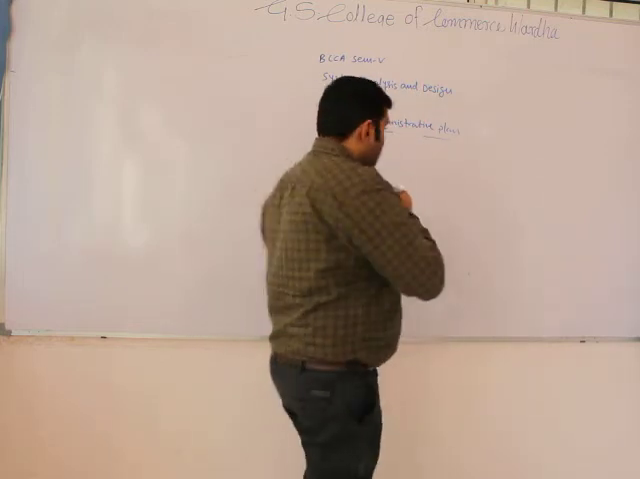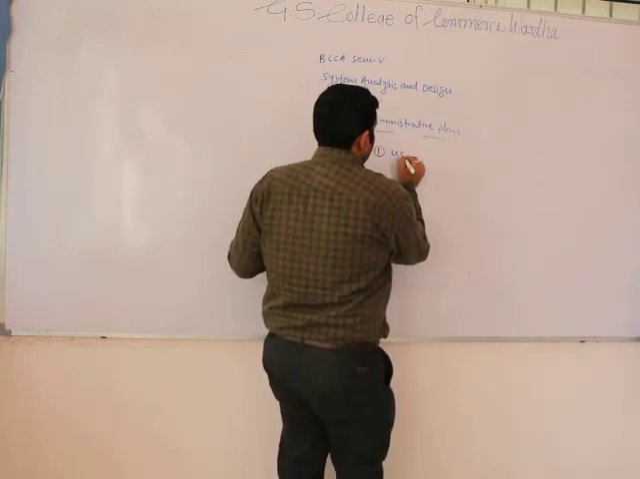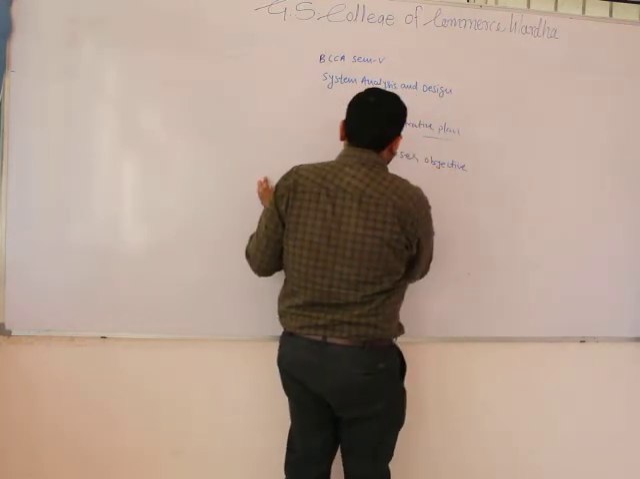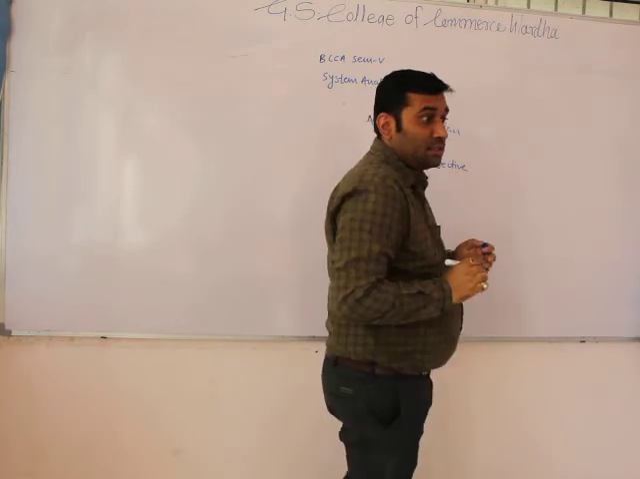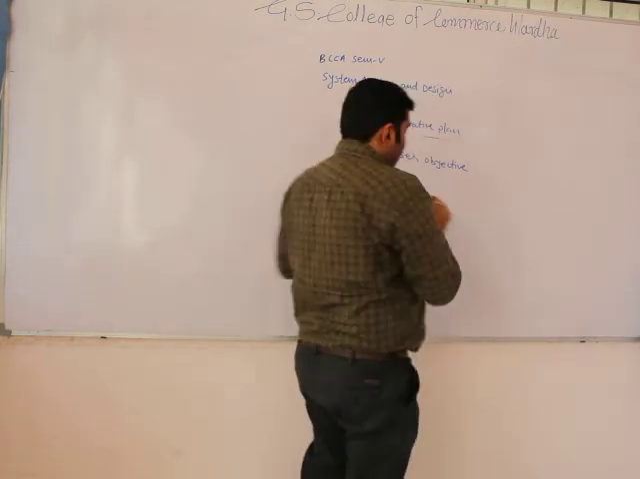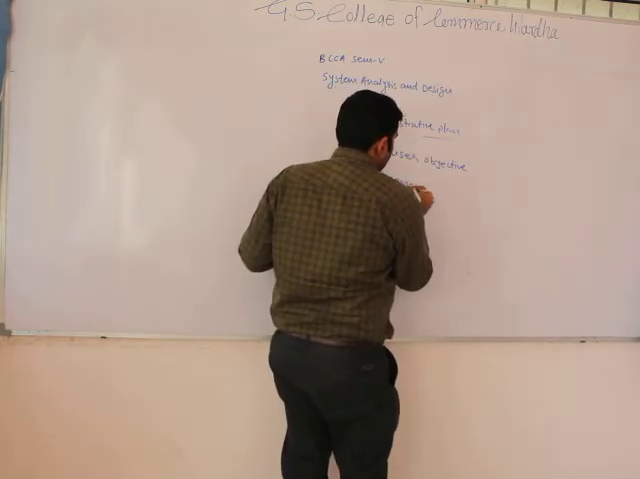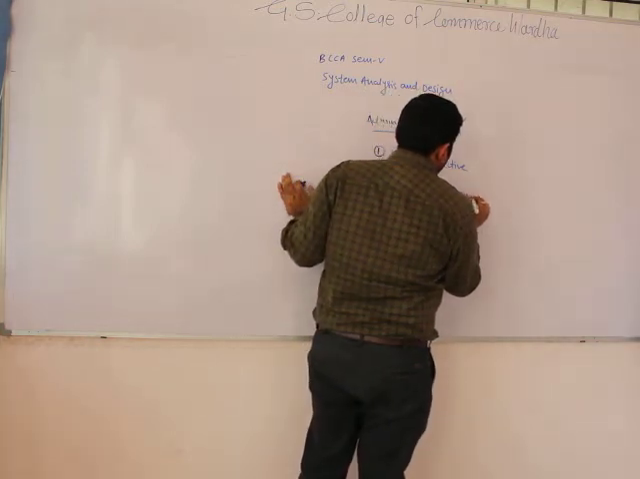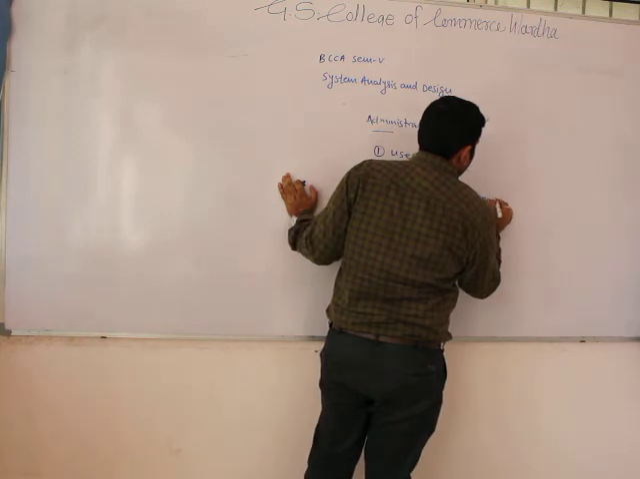First is user objective. Second is operating cost and benefit.